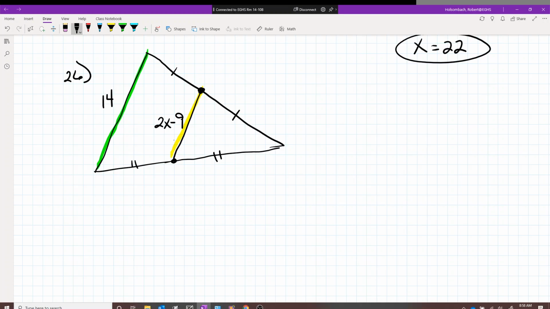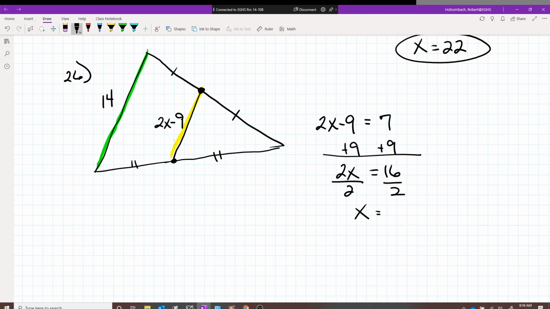Alright, so your 2x minus 9 is equal to half of 14, which is 7. So if you add 9 to each side, your 2x is going to equal 16, and you can divide by 2. Your x equals 8.